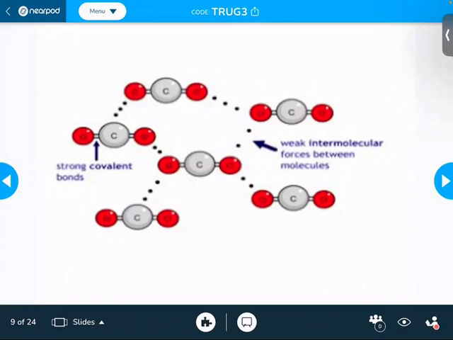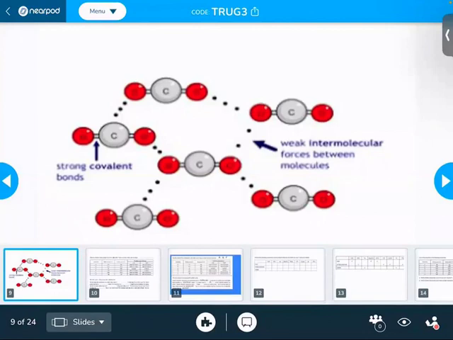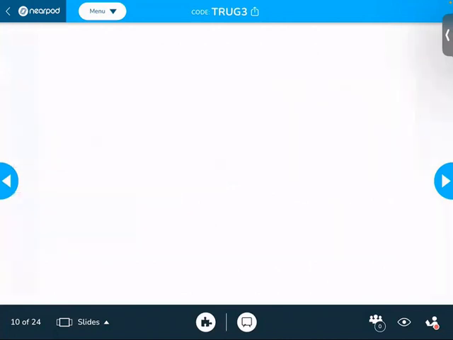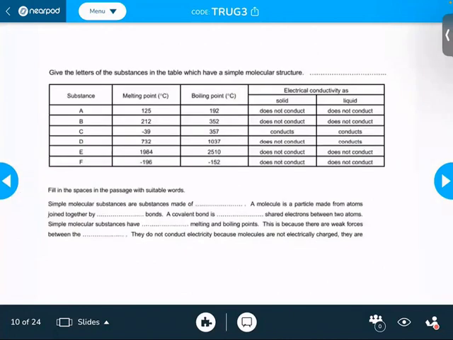A big thing: if you have details in a question that say what sort of molecule is present, always look at their melting and boiling points. Let's have a look at this example. Stop the video, pause it, and read the question. Give the letters of the substances in the table that have a simple molecular structure.